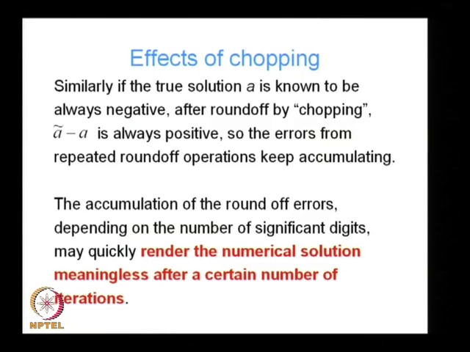Similarly, if the true solution A is known to be always negative, after round off by chopping, A tilde minus A is always going to be positive, because A tilde is going to be less negative than A. So, the errors from repeated round off operations will keep accumulating. The accumulation of the round off errors, depending on the number of significant digits, may quickly render the numerical solution meaningless after a certain number of iterations.